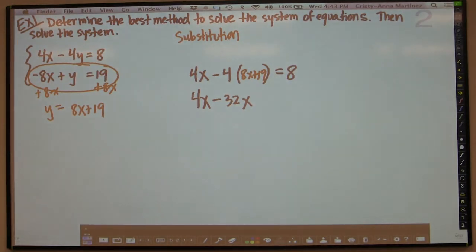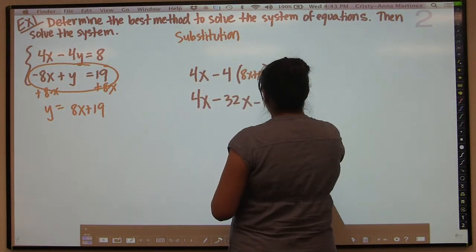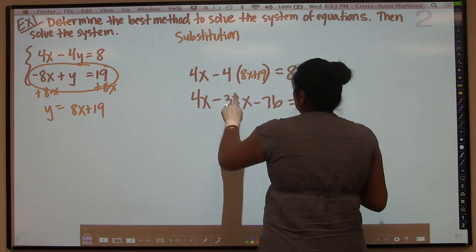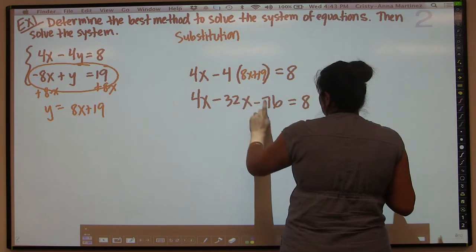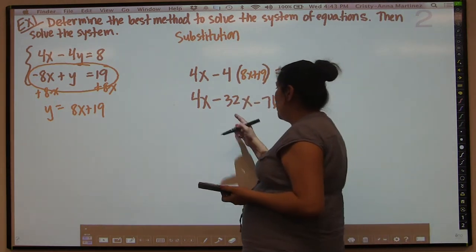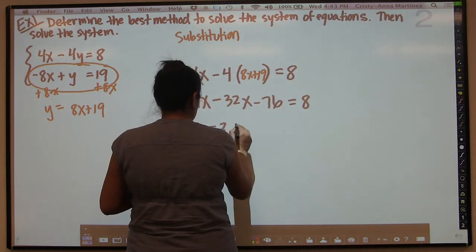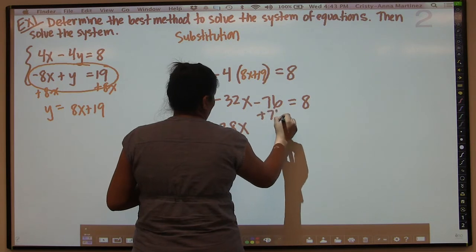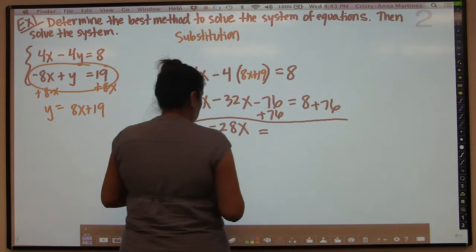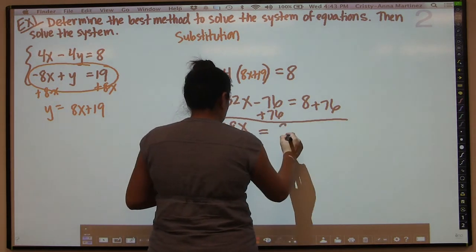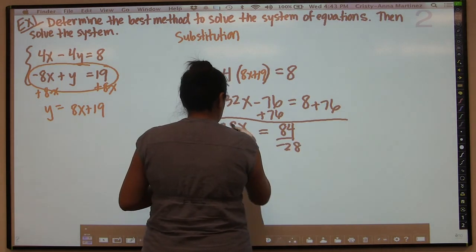We'll calculate that real quick, and we'll get -76. So just don't forget to distribute to both. -4 times 8x is -32x, and -4 times positive 19 will be -76. Then we have 4x minus 32x, which is going to give us -28x. We also want to add the 76 to the other side while we're at it. So 76 plus 8 is going to give us 84. And then lastly, we want to divide by -28 on both sides.